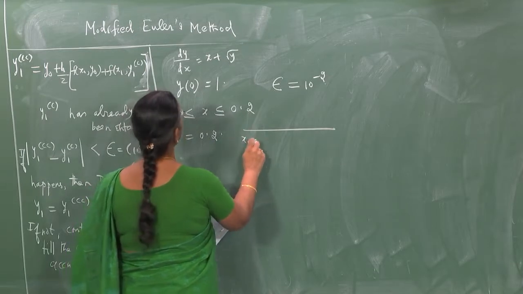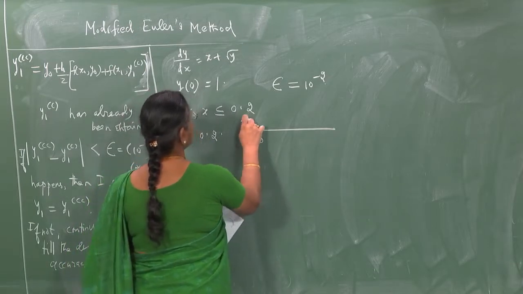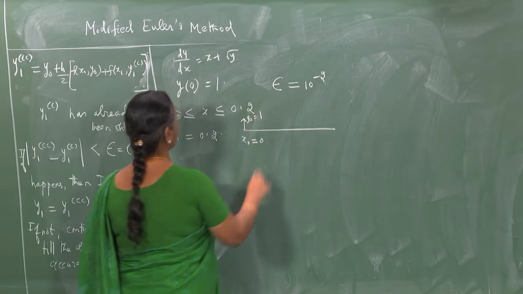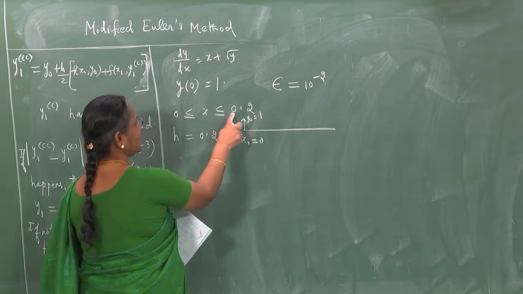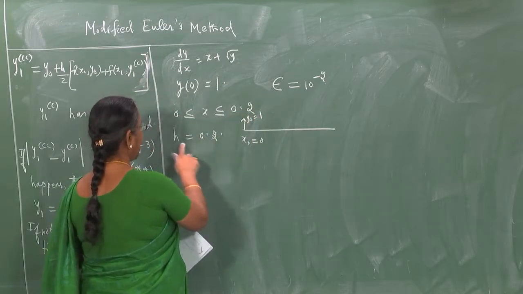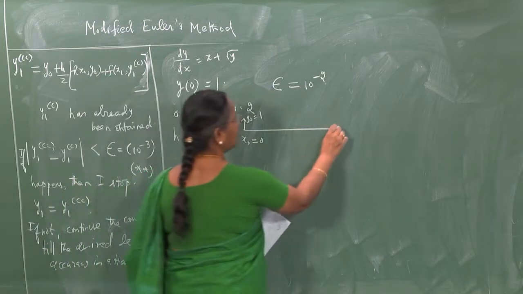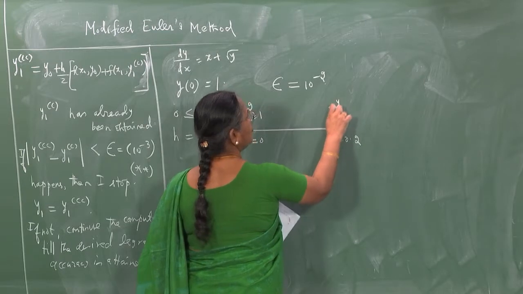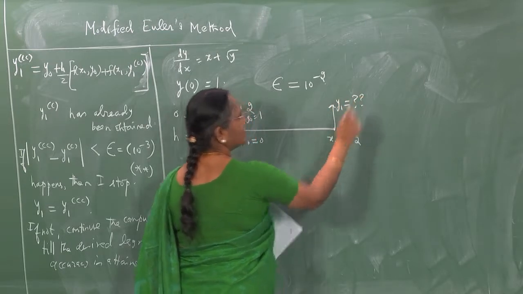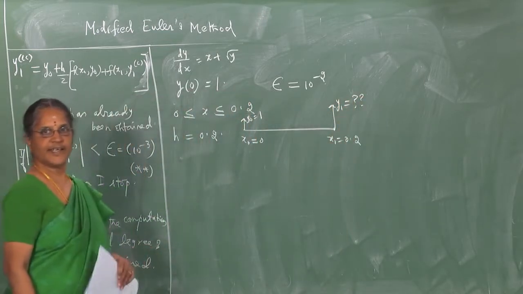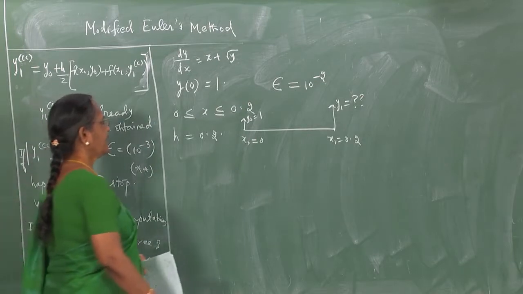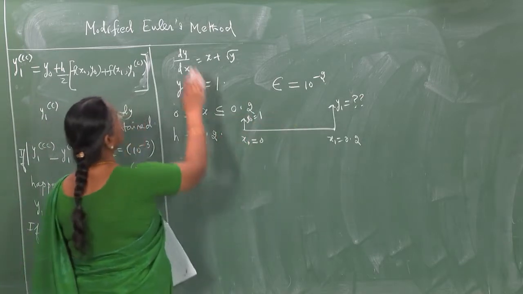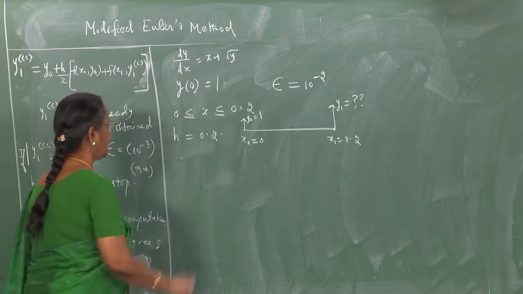x naught is given to be 0, at which y naught is 1. We are asked to get the solution at point 2 and the step size is 0.2. So, x1 is 0.2 and the solution at x1 is required, correct to desired degree of accuracy. And we are asked to use modified Euler's method.